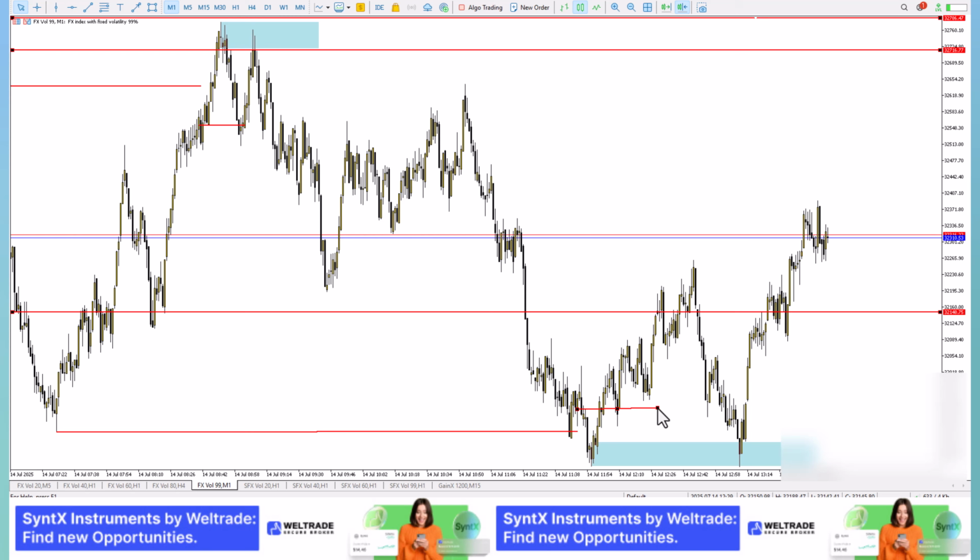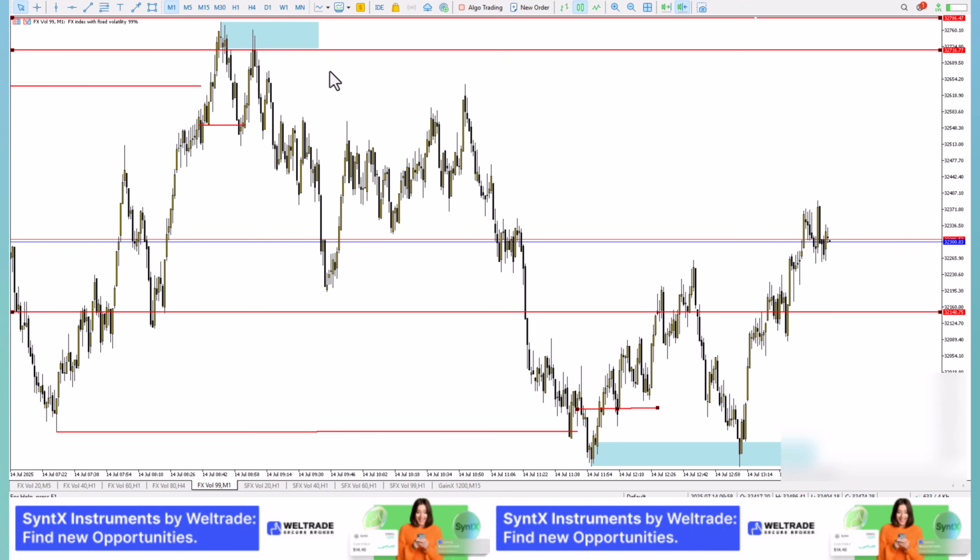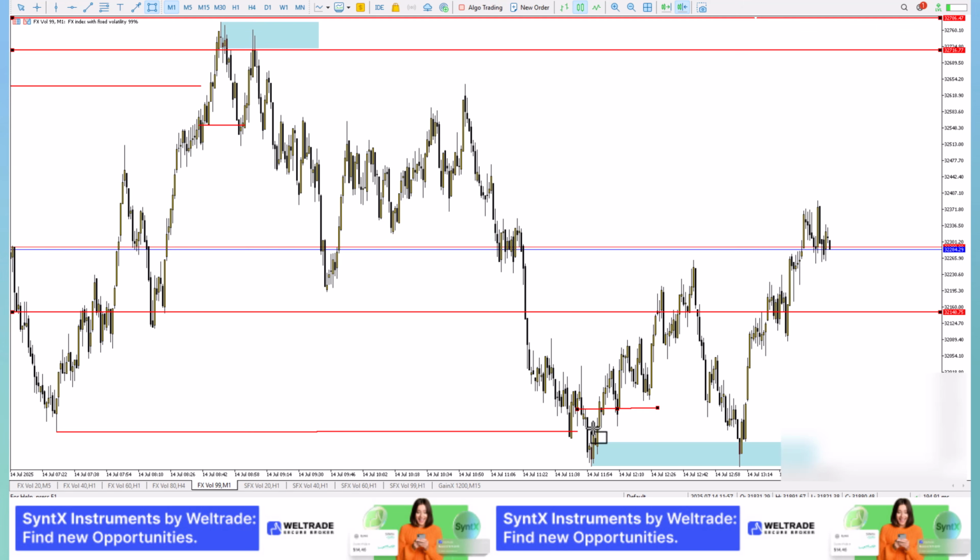So this is the high that you are looking for. And after that high, what are you seeing? You should see a fair value gap in this area. That fair value gap is the one that you are now going to trade when price comes back here, and you'll be looking at that.